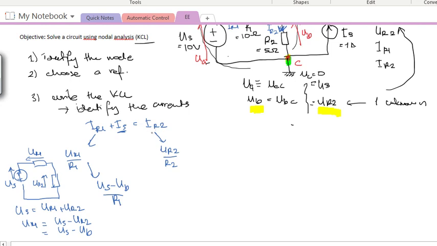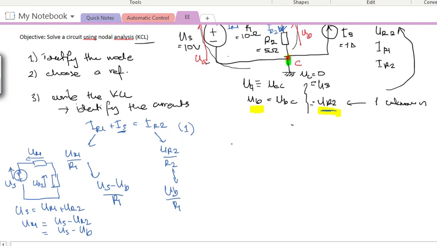IR2, we go to the IR2 side. It is equal to UR2 over 2. And UR2 we know from here as well, it is basically UB. So this can also be written as UB over R1. So now we have one equation. This equation of KCL, I call it equation number 1.